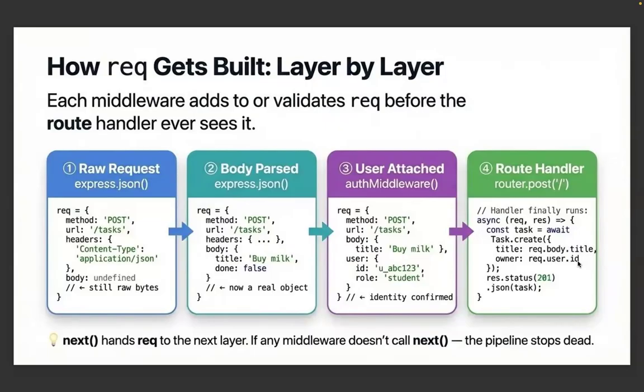I have to mention, I think it's very important for us to know the next function. The glue holding this entire sequence together is the next function. Each layer must call next to hand the request to the next step. If any middleware fails, for example, if the auth token is bad, it doesn't call next, and the pipeline stops dead right there. It's just stuck here.